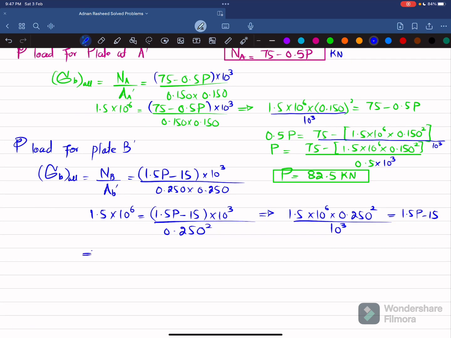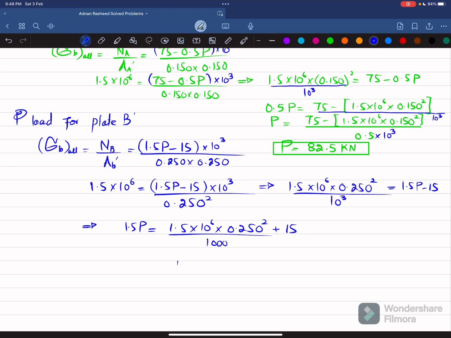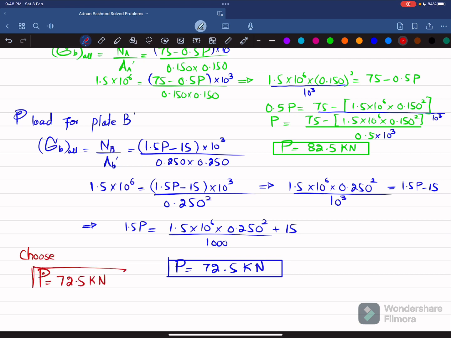So 1.5 times P is equal to 1.5 into 10 to the power 6 multiplied by 0.250 squared divided by 1000, plus 15. If you divide by 1.5 on both sides, you will get the value of P, which will be 72.5 kilonewton. This is the value of load applied to the beam that plate B can bear. Clear? So we have to choose one value of P, the maximum load that can be applied on the beam. That will be 72.5 kilonewton, which is the answer of this question.